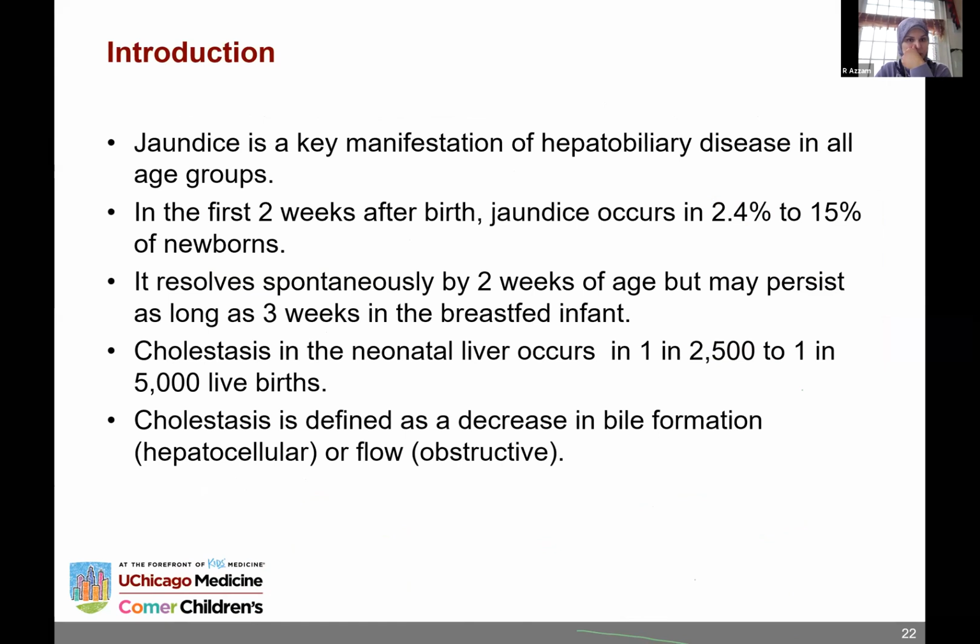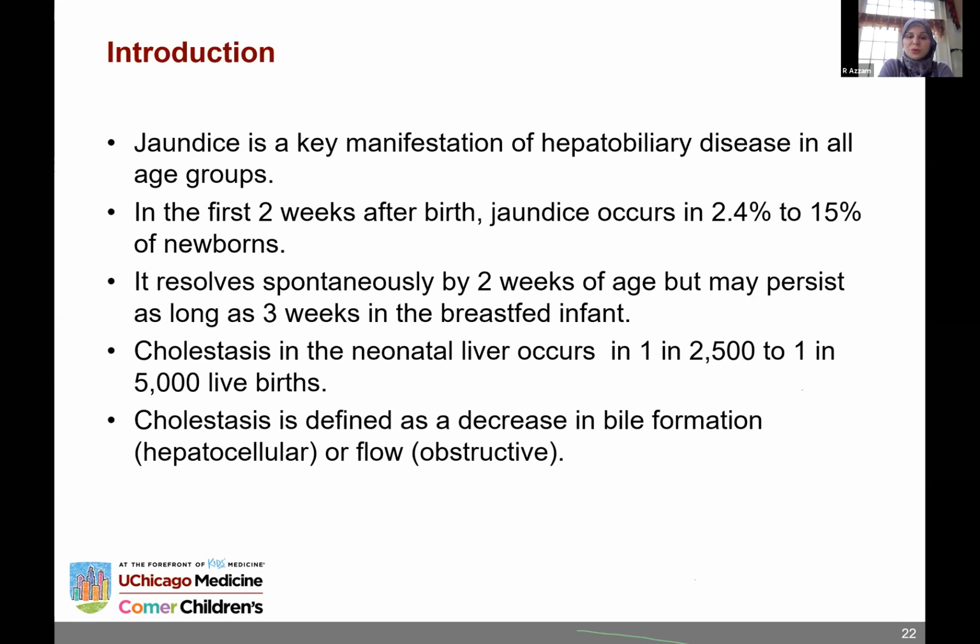So that takes us to the introduction of jaundice in babies in general. It's very common in all ages. In the first 2 weeks of life, jaundice occurs in 2.4% to 15% of newborns. It resolves usually by 2 weeks, and it might take longer in the breastfed infants, usually by 3 weeks, but I've seen it lasting 3 to 4 months as well. Cholestasis, which is the direct hyperbilirubinemia problem, as a presentation of neonatal liver disease, occurs in 1 in 2,500 to 1 in 5,000 live births.